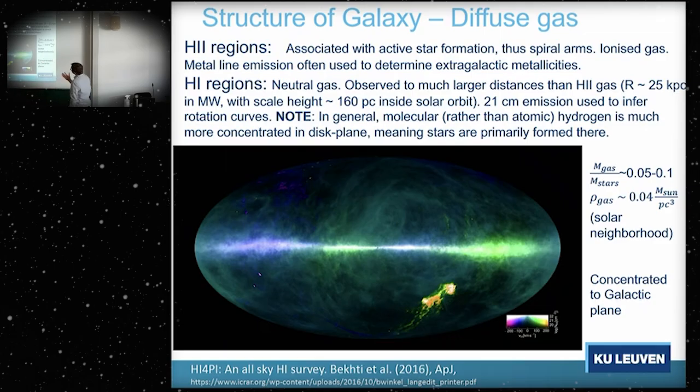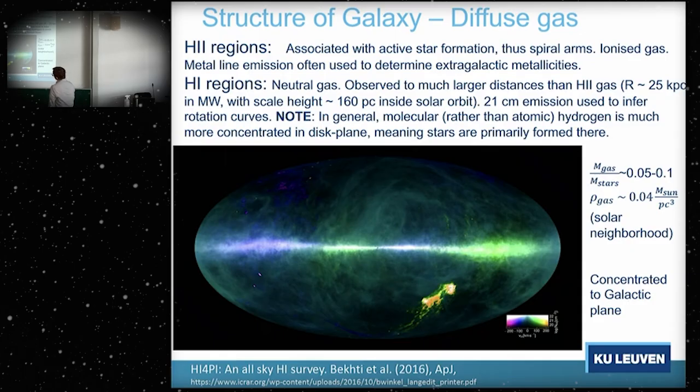Ionized gas metal line emission here is often used to determine extragalactic metallicities. So you look at this ionized gas, and then you look at observations of the metal lines in them, and from that you try to deduce the abundance of the galaxy. That's a very common method to infer galactic chemical abundances.